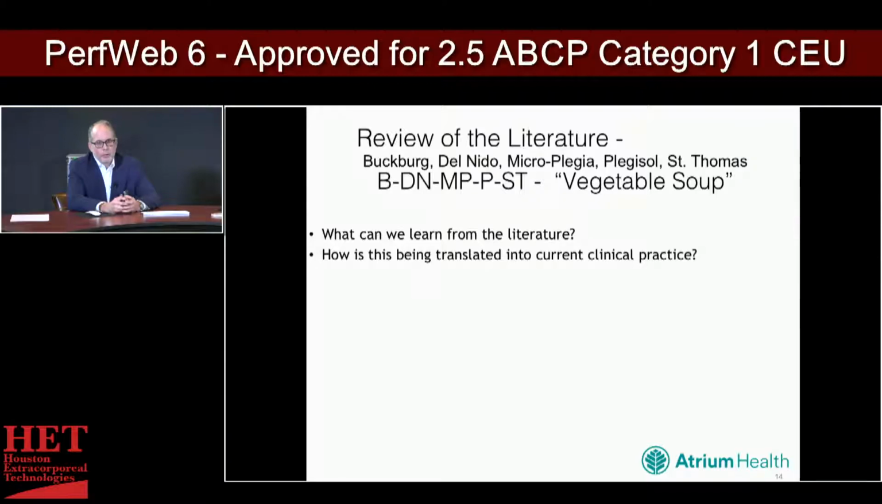When one looks at the literature, it starts to look like vegetable soup. You have Buckberg, Del Nido, microplegia, Plegiosol, St. Thomas, custodial. There's any number of solutions. So what can we learn from the literature, and how is this being translated into current clinical practice?